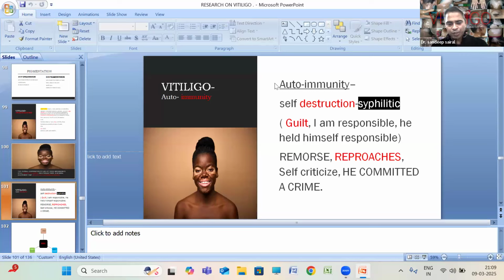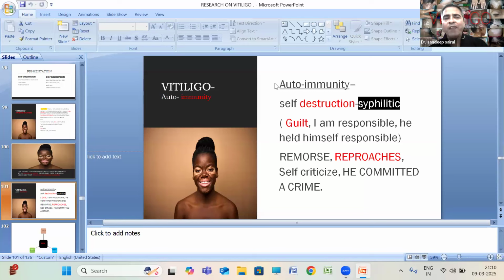You are self-criticizing, you are hating yourself, you consider yourself an enemy. So now your immune system also considers you an enemy. The immune system attacks your body, and it will expose whatever loophole you have. If you have a diabetes predisposition, it can cause diabetes. If you have a vitiligo predisposition, it can cause vitiligo. If you have a psoriasis predisposition, it can cause psoriasis.